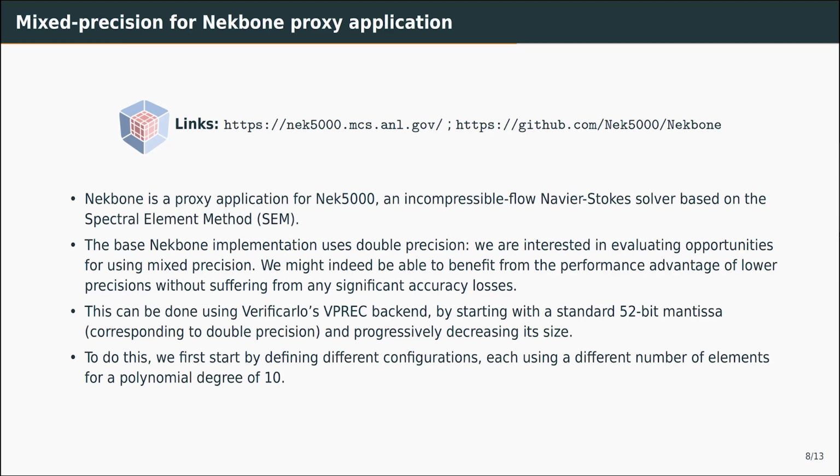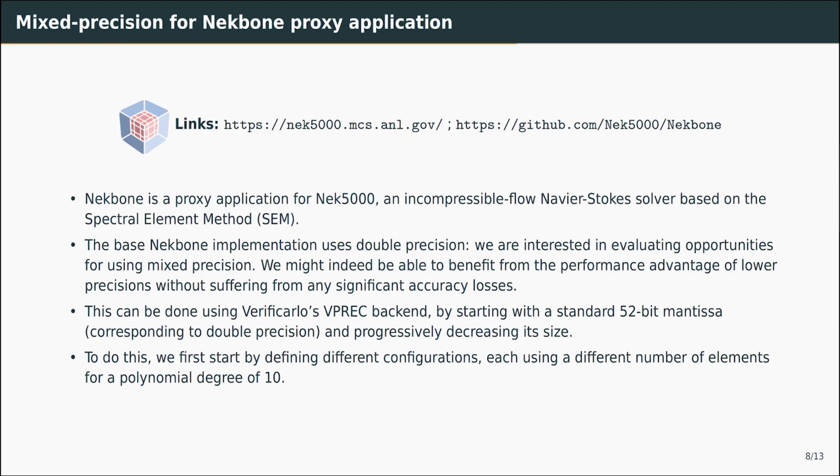And so the thing is that the implementation of Nekbone used some double precision, and we wanted to explore the opportunities for using single precision instead. And as I mentioned, this is typically a job for the virtual precision backend. So what we did was devise some test configurations using different numbers of elements, and run them through the VPREC backend. We started with a 52-bit mantissa, which is like standard double precision. And then we progressively lowered it until things completely broke.